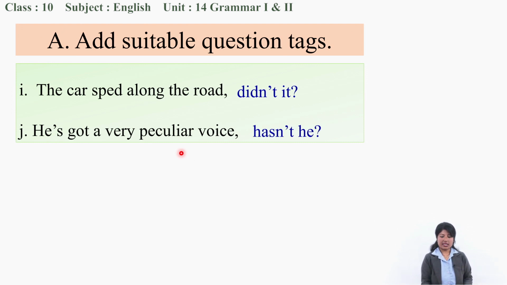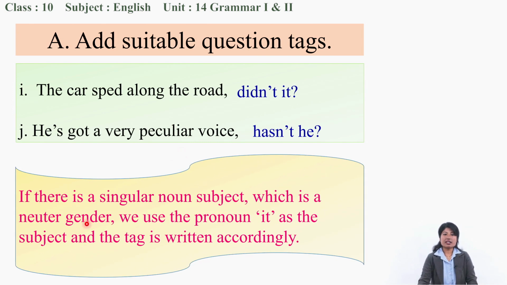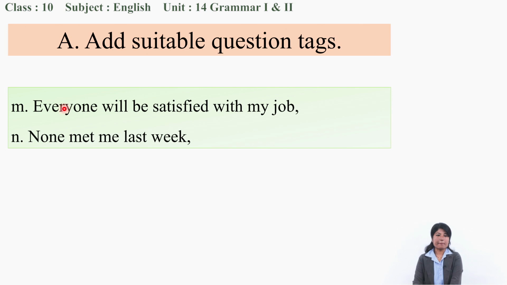Alright. So what we can discuss over here is if there is a singular noun subject which is neuter gender, we use the pronoun it as the subject and the tag is written accordingly. Here we have the subject the car. That's why instead of the car we use it over here. Okay, alright.